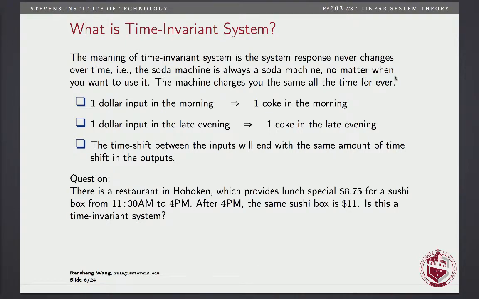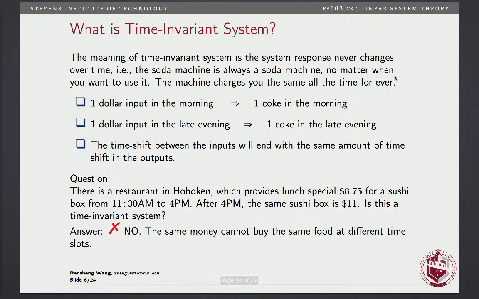Let's think about it in real life. Let's say there's a restaurant in Hoboken. It provides a lunch special, a sushi box, from 11:30 to 4 p.m. After 4 p.m., the same sushi box is raised to $11. So is this a time-variant system? That's obvious, right? Because with the same amount of money, you cannot buy the same amount of food at different time slots. So that's a time-variant system.